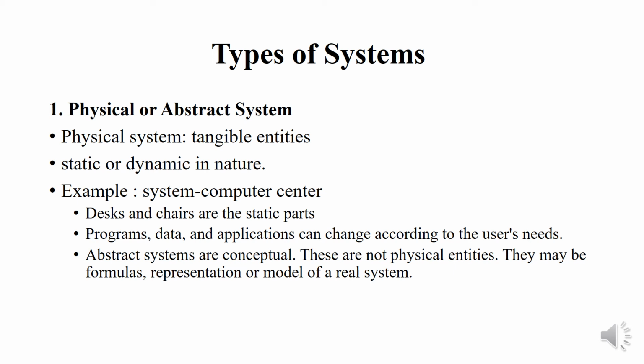Abstract systems are conceptual. They are not physical entities, and they may be like formulas, a representation or a model of a real system. In that, maybe some formulas are already there or some may be designed for a specific purpose. So in a physical or abstract system you will see two different types of nature, either static or dynamic, or both.